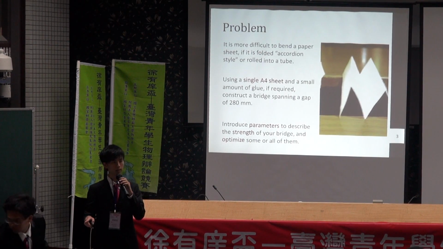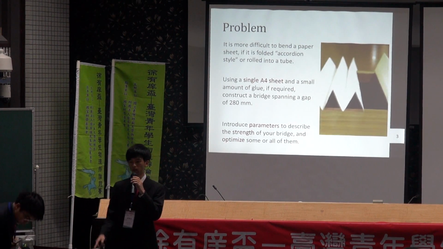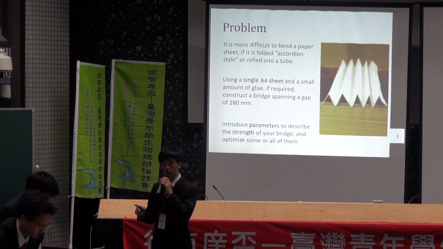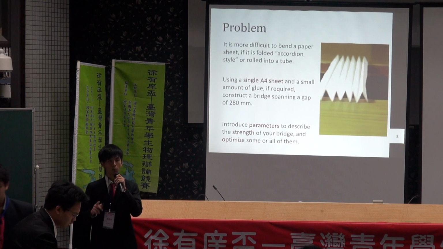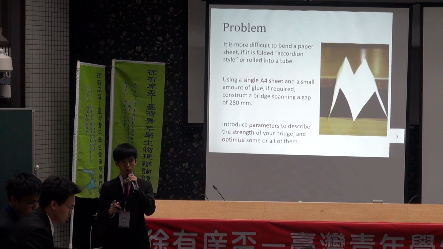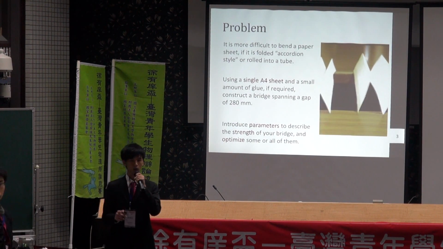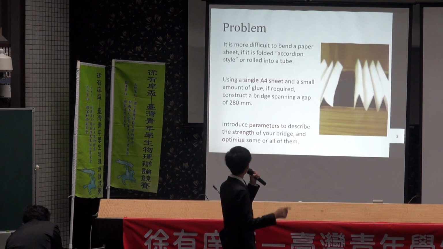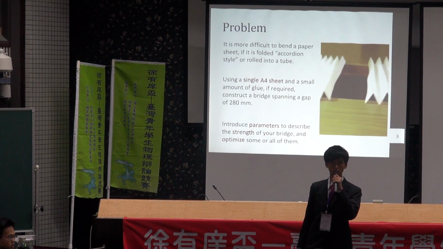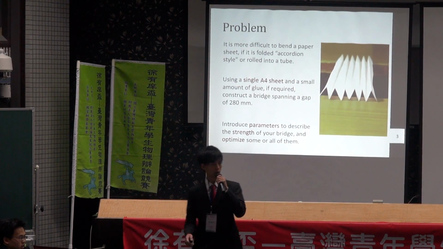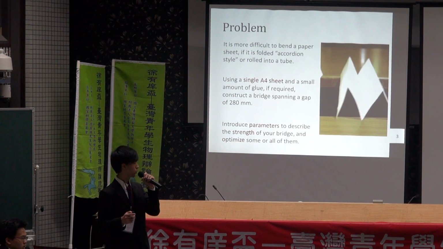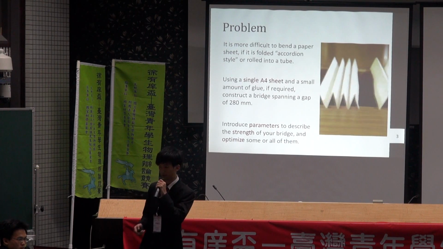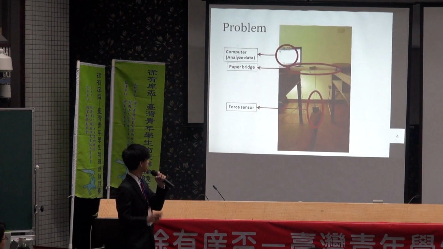The problem statement says it is more difficult to bend a paper sheet if it is folded accordion style or rolled into a tube. The problem wants us to use an A4 sheet and a small amount of glue to construct a bridge spanning a gap of 280 millimeters. Our goal is to introduce parameters to describe the strength of our bridge and optimize some or all of them. So here's our device.